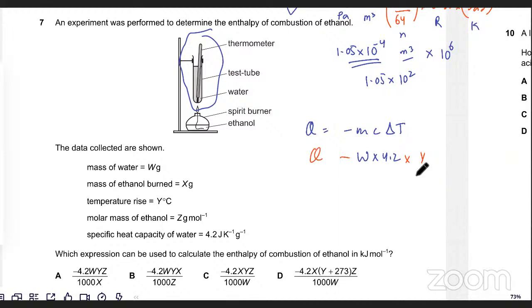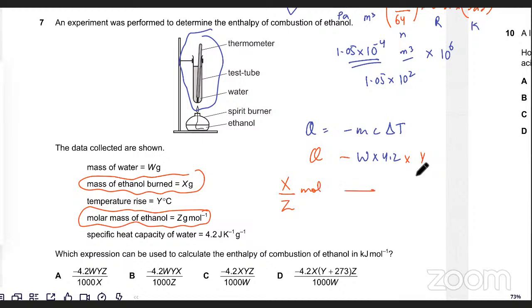Now the mass of ethanol burned is also given, and the MR of ethanol is also given. So this enthalpy change is for how many moles? This is for X grams divided by the MR, which is Z. So these many moles produce this much energy, W into Y into 4.2. Is this clear?